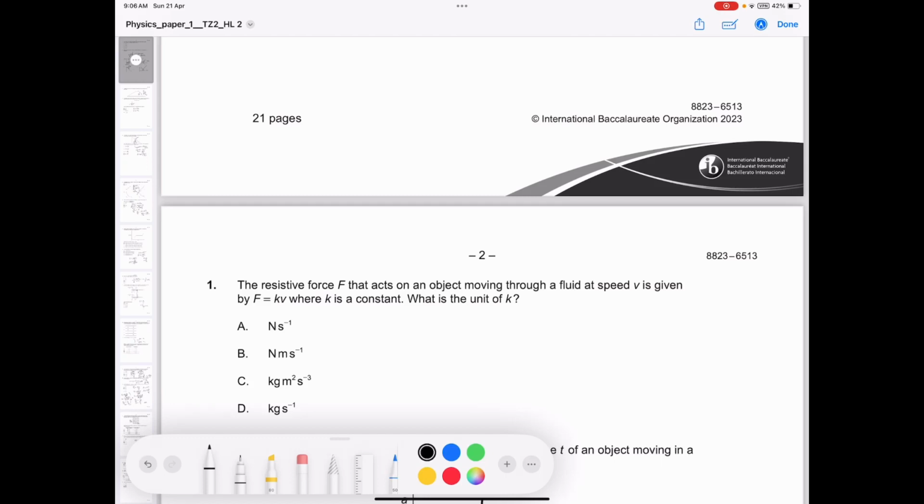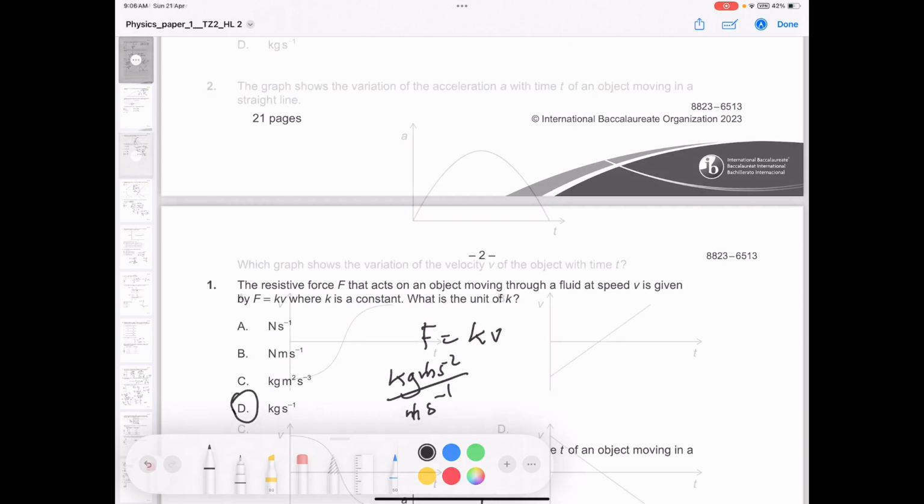Okay, number one, to start off with an easy question on this. So we know that F is equal to kV, and we want to find the unit of k. We know that F is equal to ma, therefore kg m s to the minus 2 is the unit for that. And we know that the units for velocity are m s to the minus 1. So the m's cancel, and the s to the minus 1 goes up top, so that becomes s to the minus 1. So the answer is D, kg s to the minus 1.